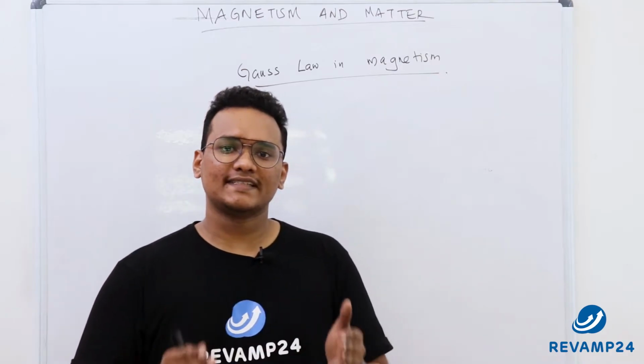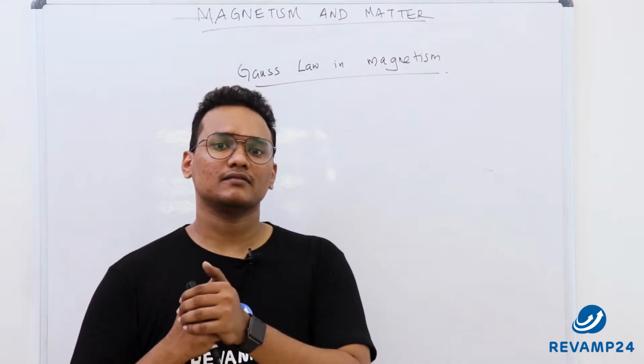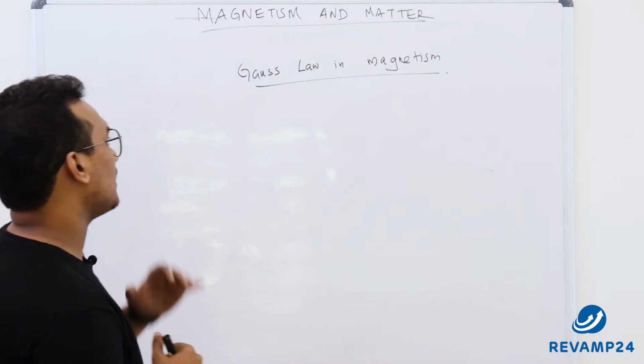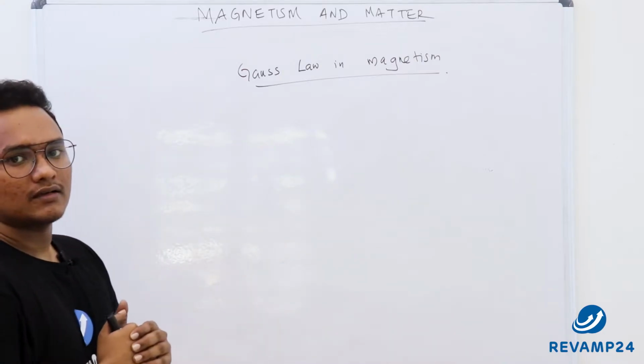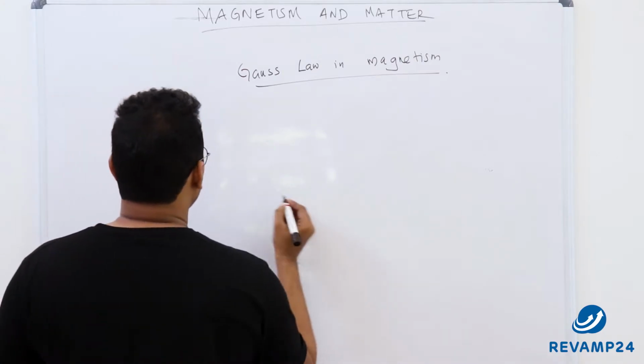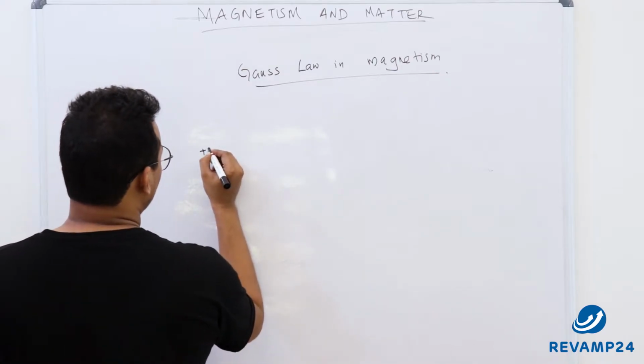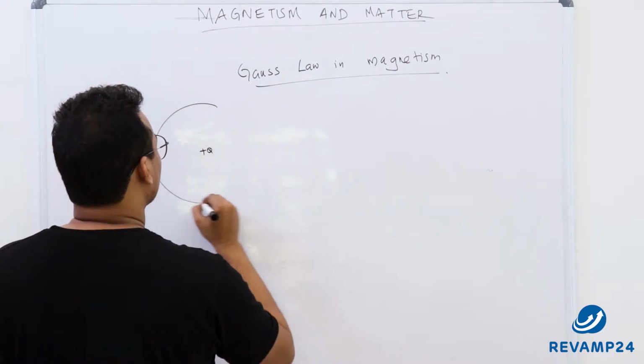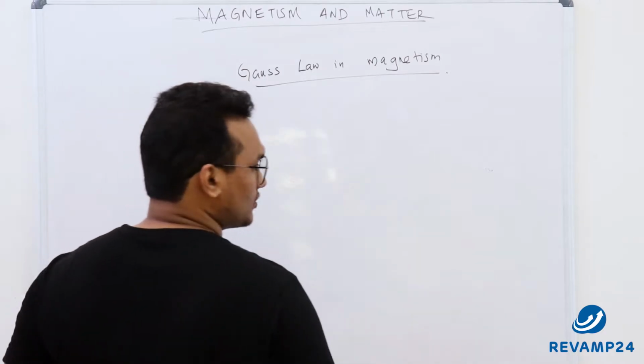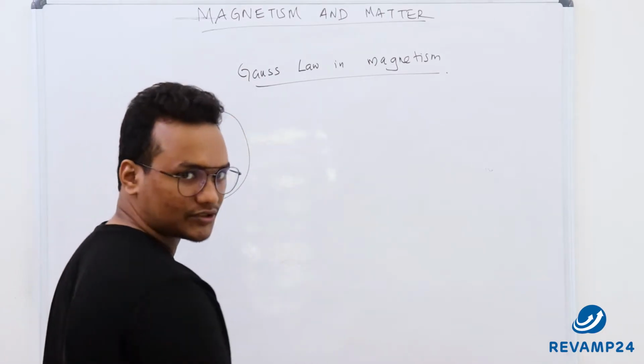Now we will see Gauss's theorem in magnetism. So first we have learned Gauss's theorem in electrostatics. What was that? Let's say we have a charge plus Q and surrounding that we are considering a closed surface, so that it completely encloses the charge Q.